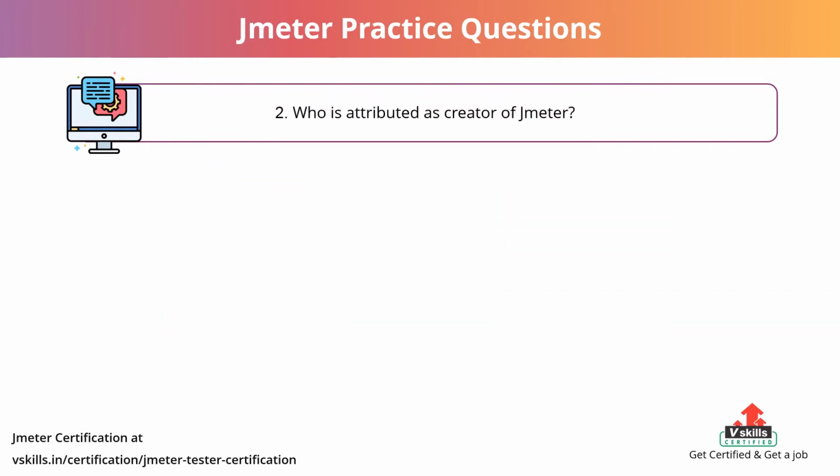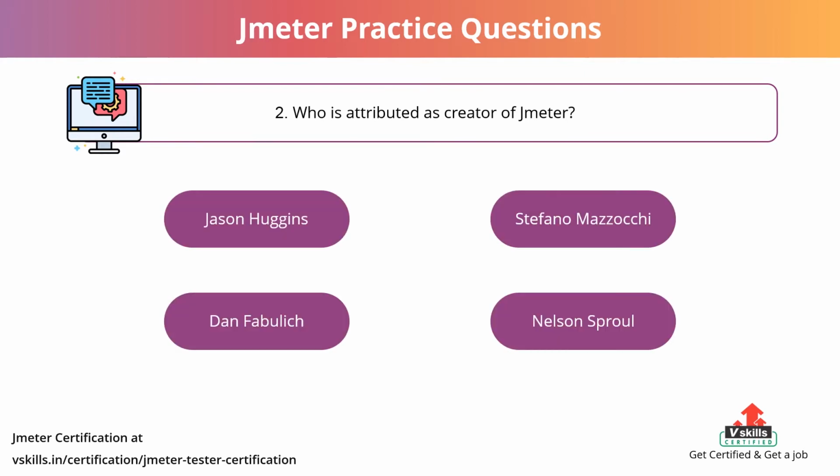Question number 2. Who is attributed as creator of JMeter? The options are A. Jason Huggins, B. Stefano Mazzocchi, C. Dan Fabulik, D. Nelson Sproul. The correct answer is option B.